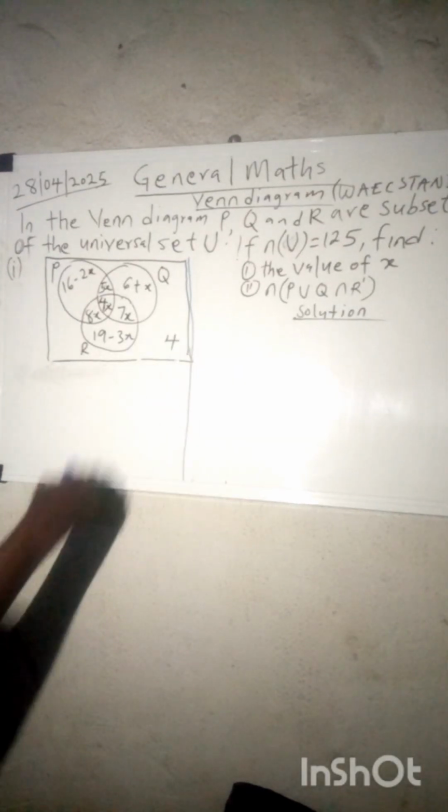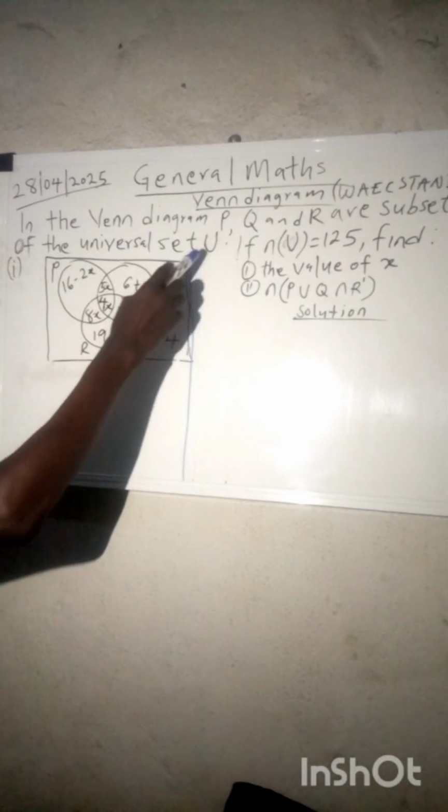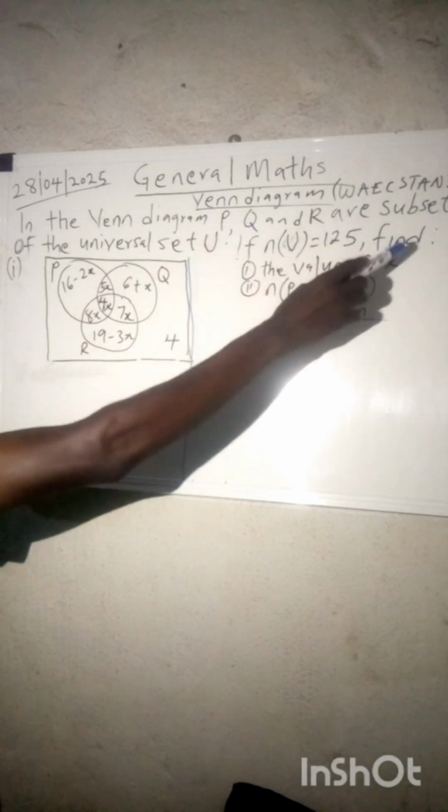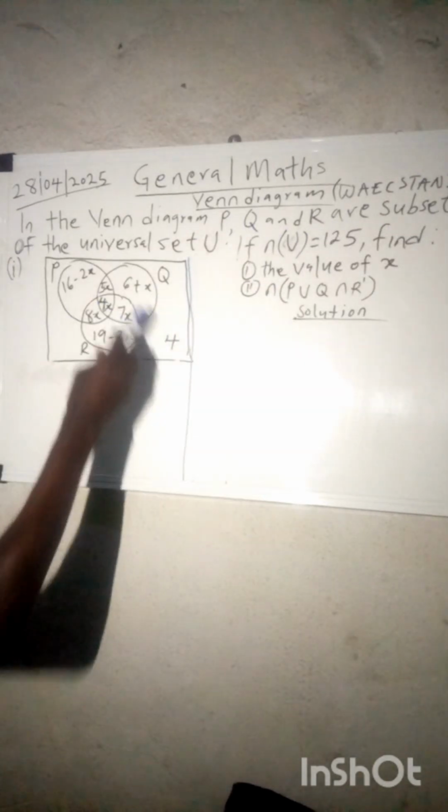In today's lesson, the bone of contention will be on general mathematics and our focus will be on Venn diagram. So let's get started. We talk about Venn diagram. Venn diagram, WAEC standard. In the Venn diagram, set P, Q, and R are subsets of the universal set U.